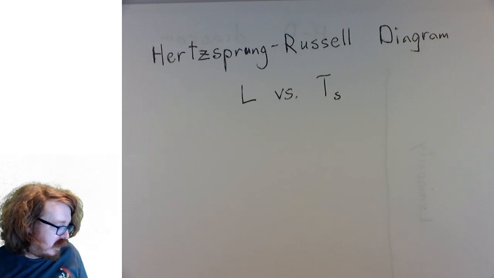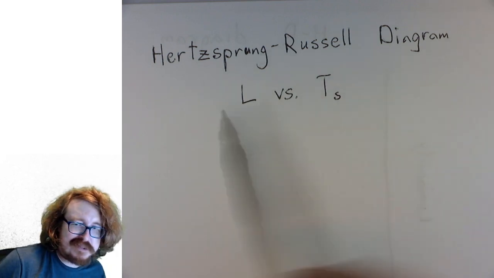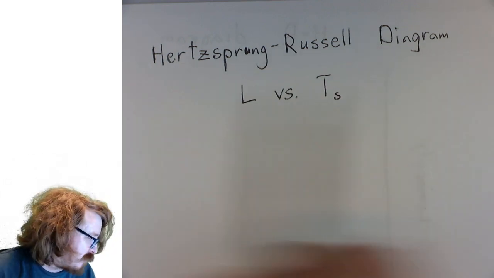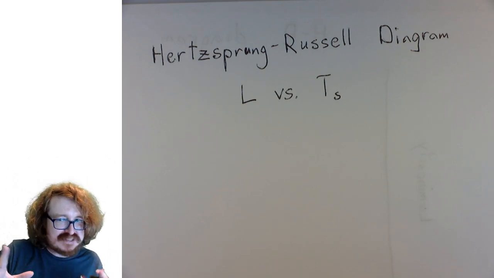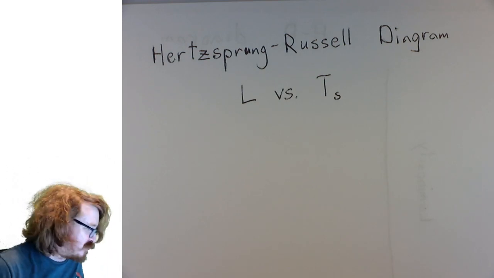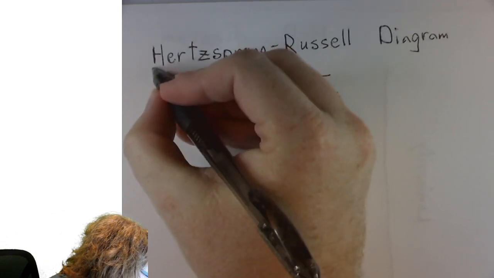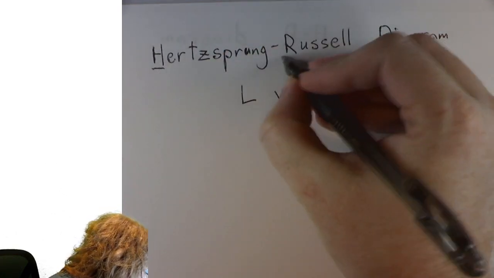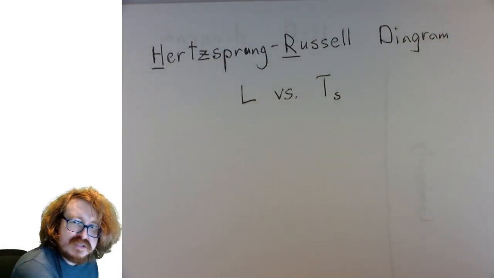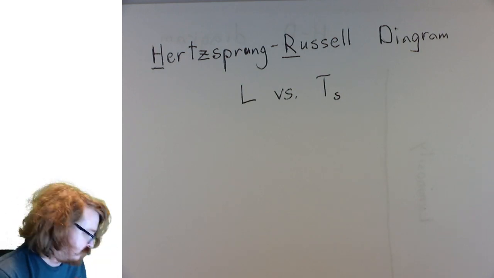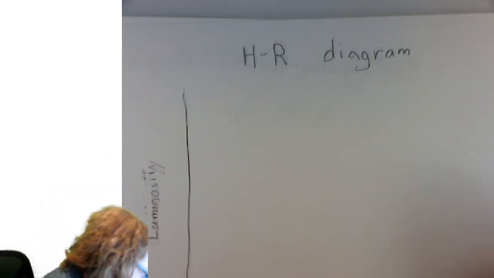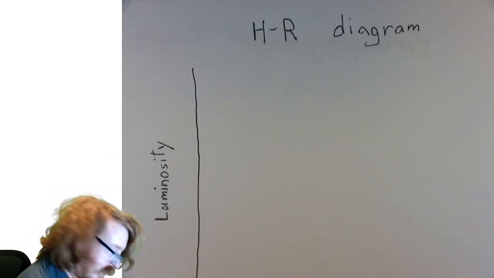Now, because we don't want to have to say Hertzsprung-Russell diagram all the time, even if you have some practice, astronomers will usually just abbreviate it and call it the HR diagram. So HR diagram and Hertzsprung-Russell diagram are the same thing. Okay, now I've started to draw one right here, and I'll explain how this works.